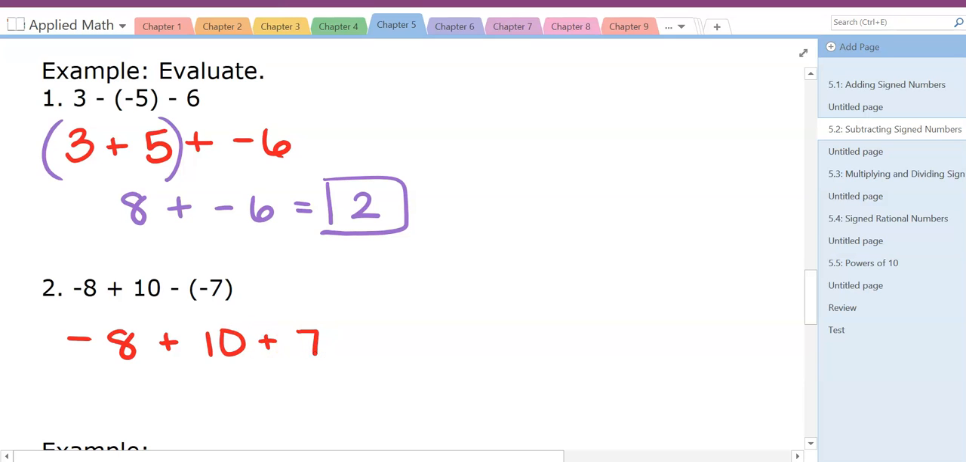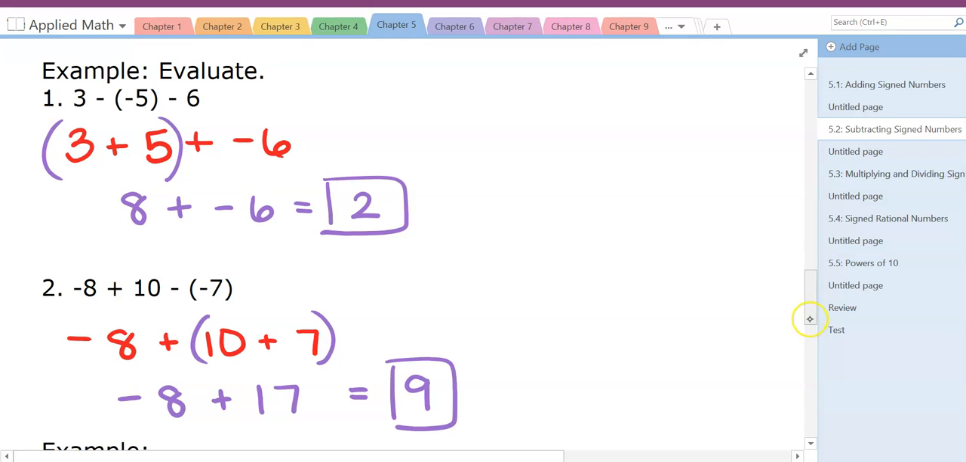So you could change it to negative 8 plus 10 plus 7. You could be grouping the 10 and the 7 together then. So then you have negative 8 plus 17. So what do you guys get for a final answer? Good, 9.